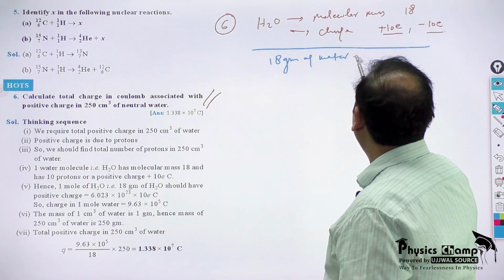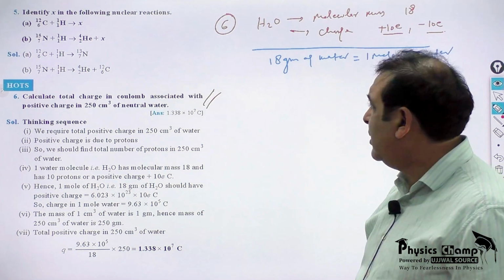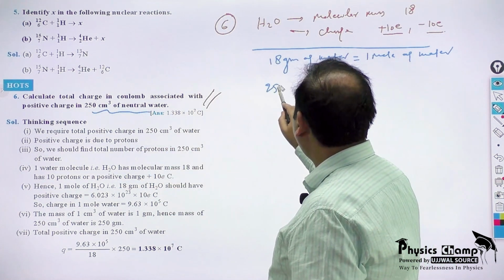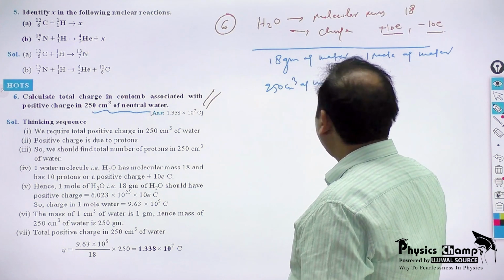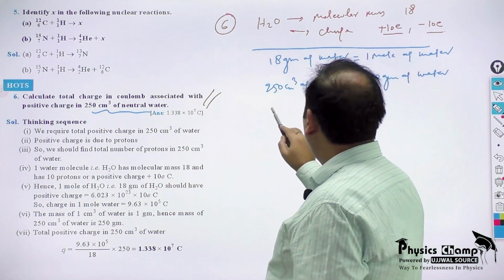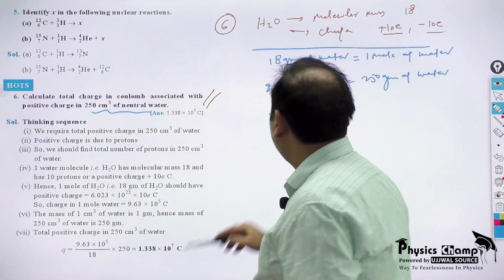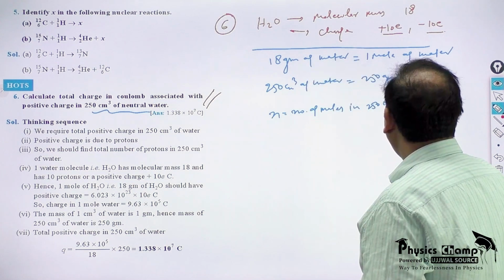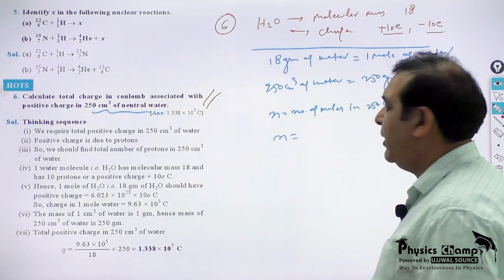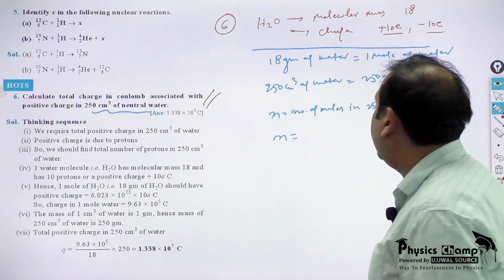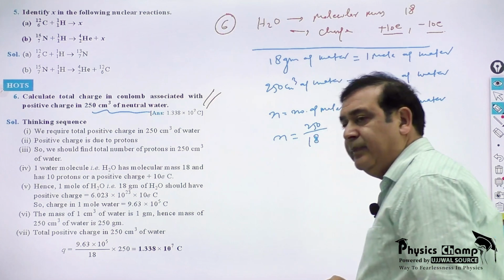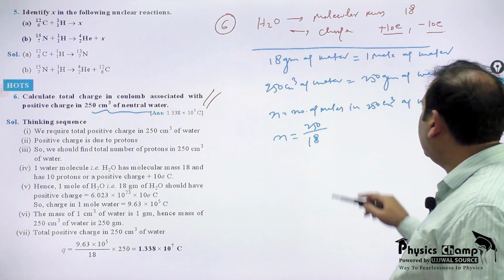The molecular mass of one molecule of water is 18, and the charge every molecule of water contains is plus 10e and minus 10e. Another thing I can understand is that 18 gram of water is actually 1 mole of water. And 250 centimeter cube of water, because 1 centimeter cube is 1 gram of water, is actually 250 gram of water. So the number of moles in 250 centimeter cube of water is 250 gram divided by 18.